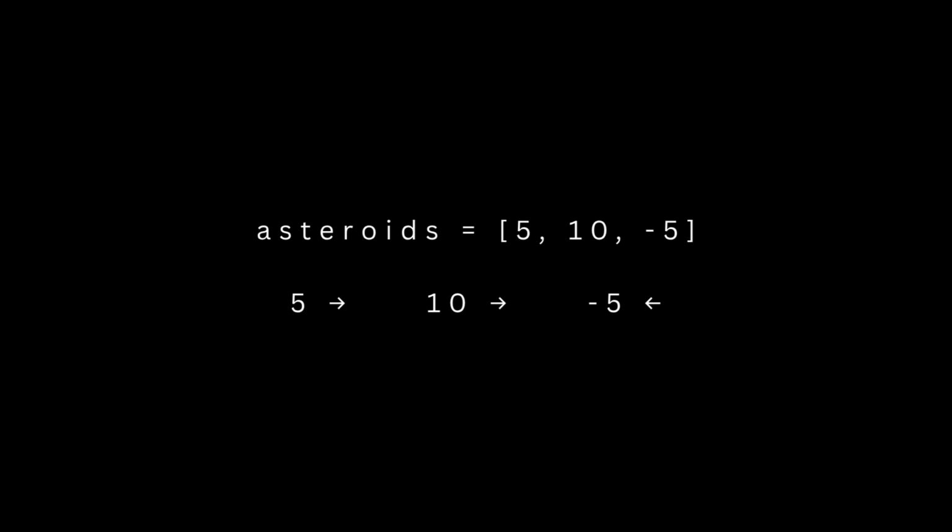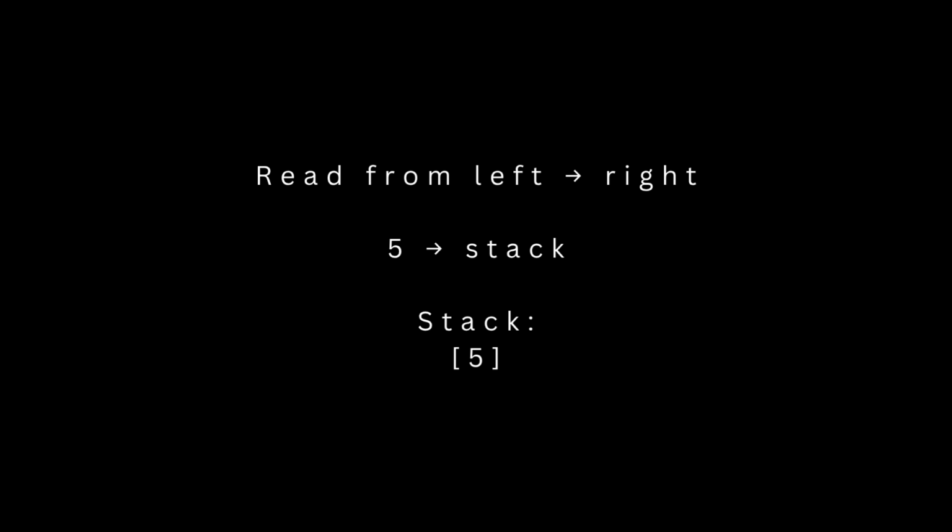So how do we keep track of the asteroids that are still alive? We'll be using a stack. The stack represents the asteroids that have survived so far. We process the asteroids from left to right. If there is no collision, we simply put the asteroid into the stack.